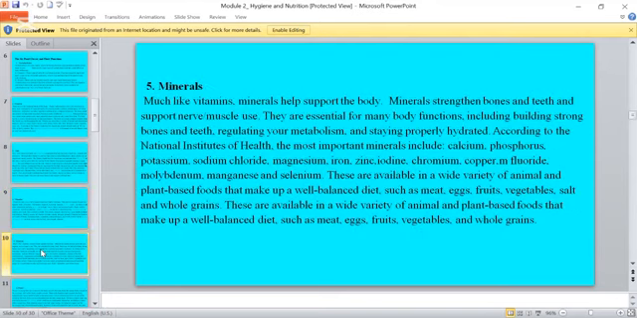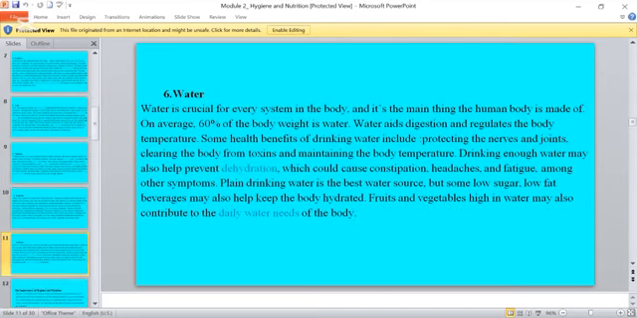Another class of food is minerals. Minerals help to strengthen the bones and teeth and support nerve and muscle use. They are essential for many body functions, including building strong bones and teeth. And they are present in foods like meat, eggs, fruits, vegetables, and whole grain. And finally, we have water.